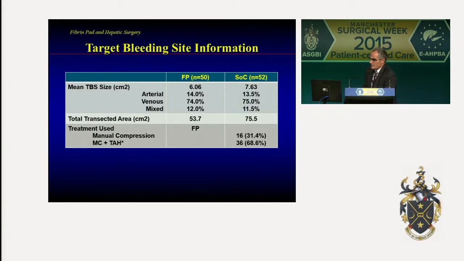In terms of the target bleeding site size, this was measured directly intraoperatively, generally 6 to 7 square centimetres. Venous bleeding was the most common, with arterial and mixed splitting it. The actual transected area, so the area of parenchyma that the target bleeding site sat in, tended to be obviously much larger. In the standard of care group, 16 patients had manual compression only with a gauze swab for 4 minutes, and the bulk of them, 36, had manual compression with oxidised regenerative cellulose.